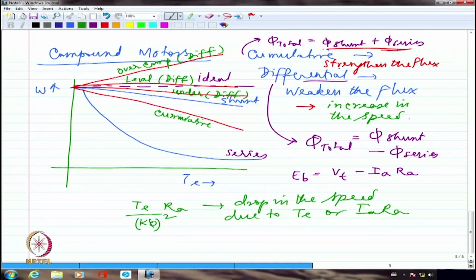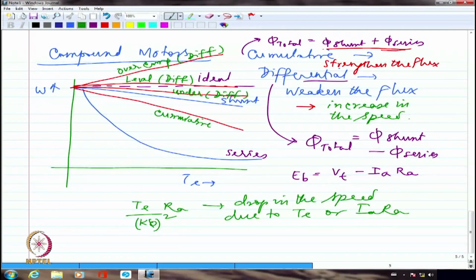So when I am having a drop in the speed, if I want to compensate for it, I have to somehow try to increase the speed. And increasing the speed for a given voltage or a given back EMF can be done only if the flux is weakened. Because flux multiplied by the speed is going to give me the back EMF. So if the flux is weakened, only then I am going to see an increase in the speed, which means I have to have differential. I can't have cumulative. Got it?